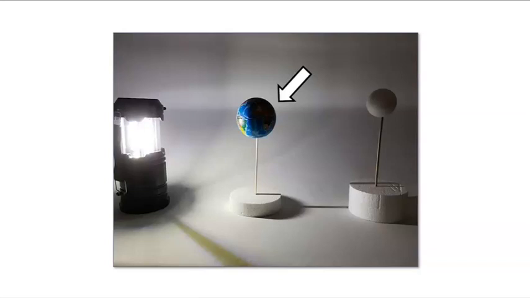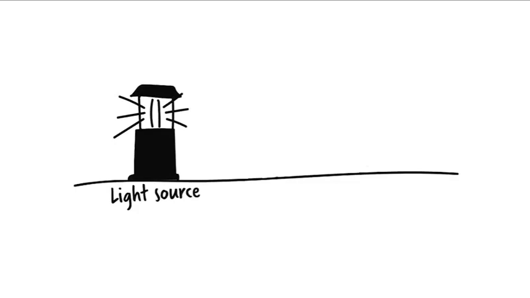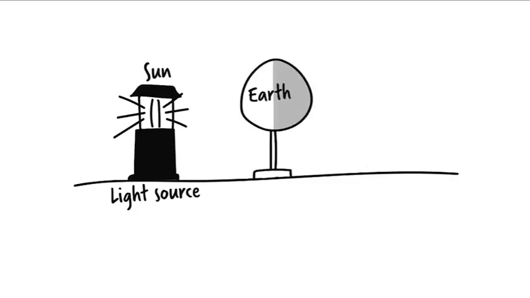Let's draw a sketch of our model to show what we observe. Here's our light source, which represents the sun. And here is Earth. This side of Earth is experiencing daytime. And this side of Earth is experiencing nighttime. Nice work.